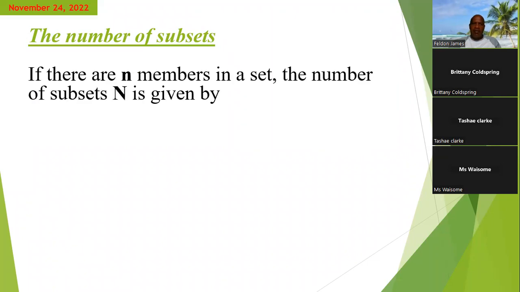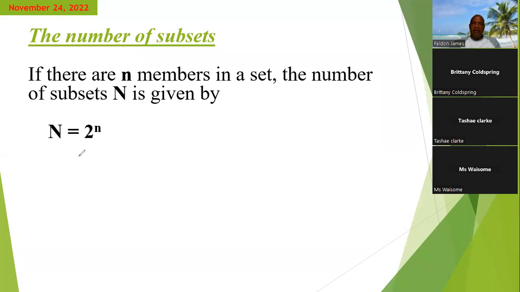All right. So if there are n members in a set, the number of subsets is given by the following formula. Big N is the number of subsets, and small n is the number of members in the set. So based on what we were looking at, the first set has how many members? 3. 3 was in the first set.